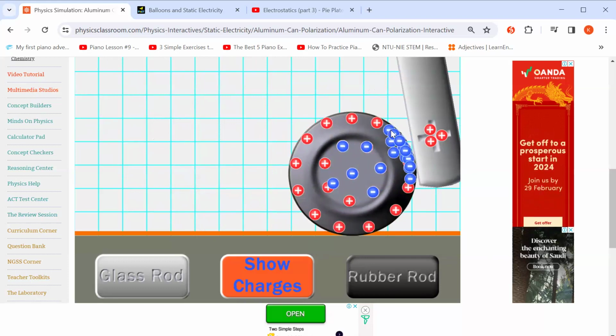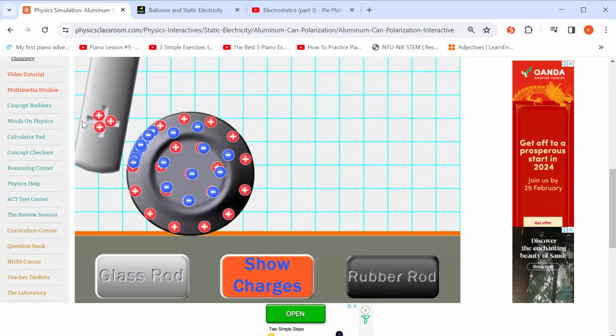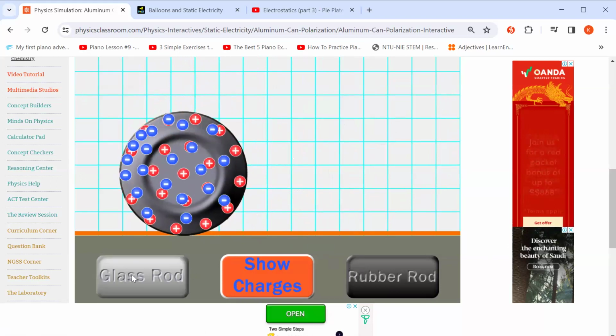Okay, so I will leave this side of my can a little bit more negatively charged. But the entire can is still neutral. This side will be slightly more negatively charged, so it will get attracted. So a charged object will always attract a neutral object. It works the other way as well.